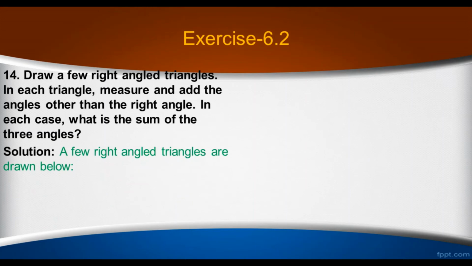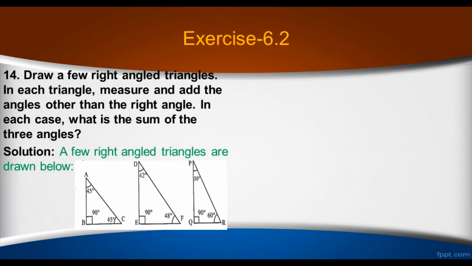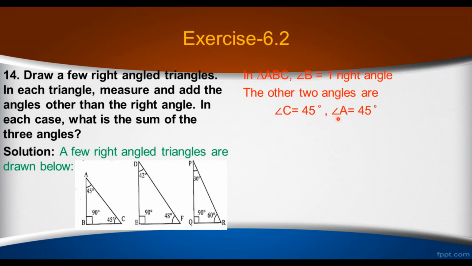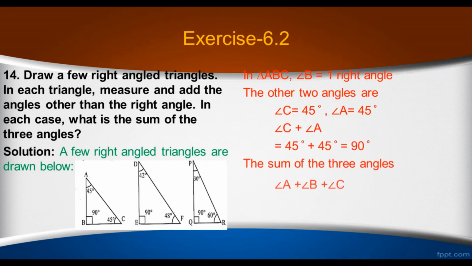A few right angle triangles are drawn below. These are the three triangles. At first I will discuss triangle ABC. As you can see, in triangle ABC, angle B equals one right angle. The other two angles are angle C equals 45 degrees and angle A equals 45 degrees. Now, if we add them, we will get 90 degrees, my dear students. And the sum of the three angles, angle A plus angle B plus angle C, equals totally 180 degrees.